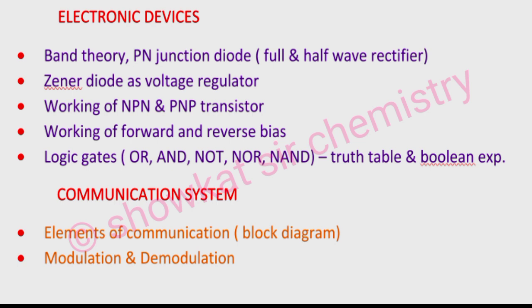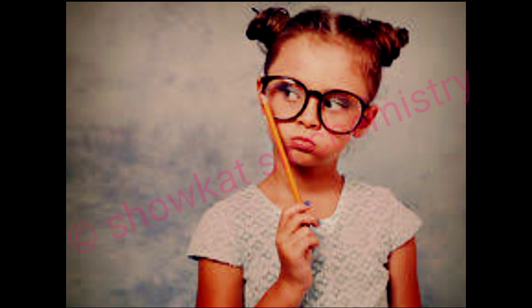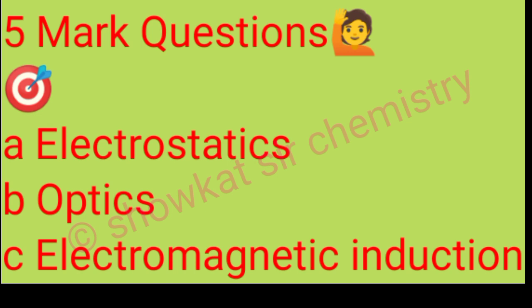So now let me tell you from which units you can expect long answer type questions carrying 5 marks. That's unit number first, electrostatics. Next is optics, and similarly the next unit will be electromagnetic induction and alternating current. So hope that you will prepare it all.